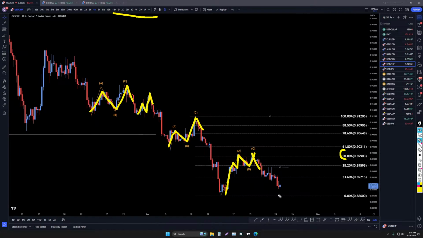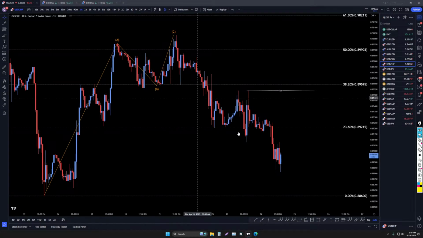So that was definitely a pretty decent short, and really I don't think it's over yet. I'm sure there will be some pullbacks along the way, but I would just continue to look for shorts in a downtrend. The Swiss has been really causing a lot of this pattern.